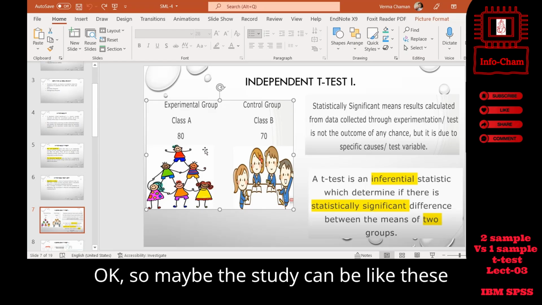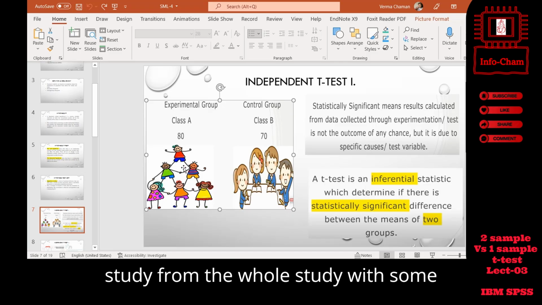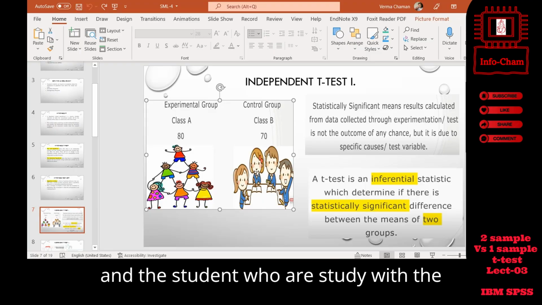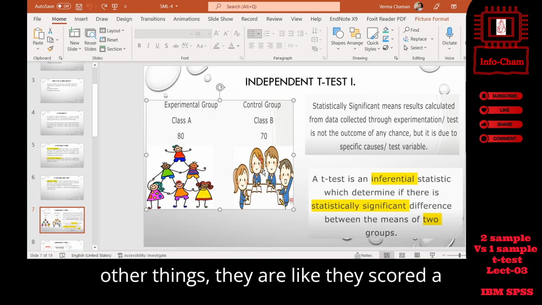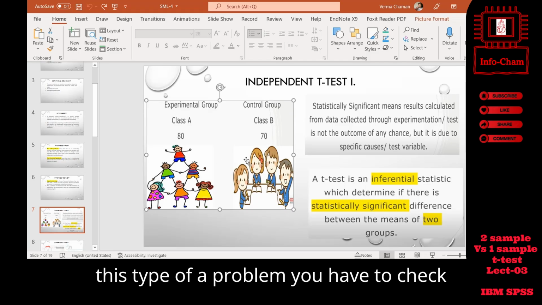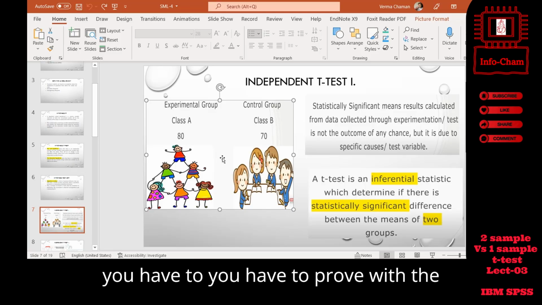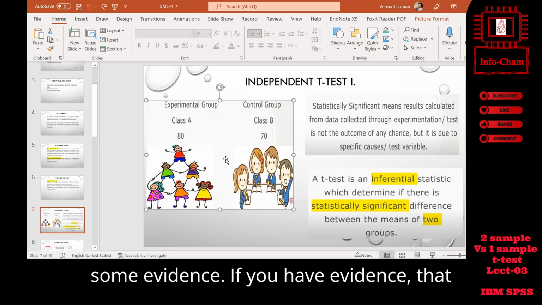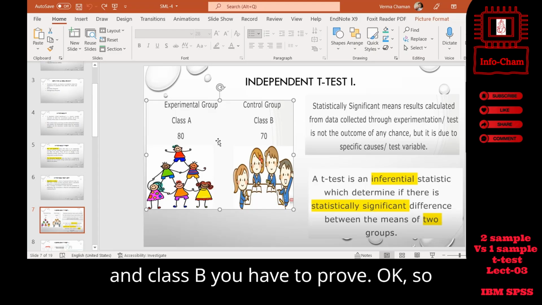Maybe the study can be like these students are more intelligent who study with some technology, please think. And the students who study with the traditional method like books scored very low marks. This type of problem you have to check, whether which students are better, but you have to prove it. With words we cannot prove it, you should have some evidence. If you have evidence, that is the stat. So for class A and class B you have to prove it.